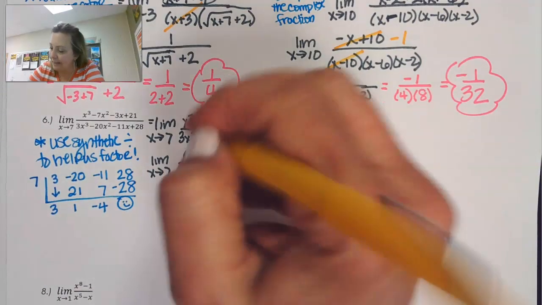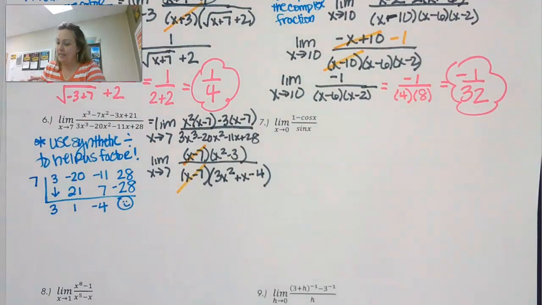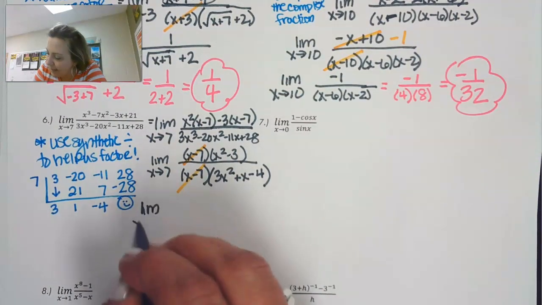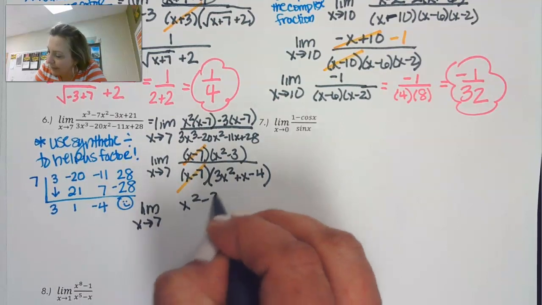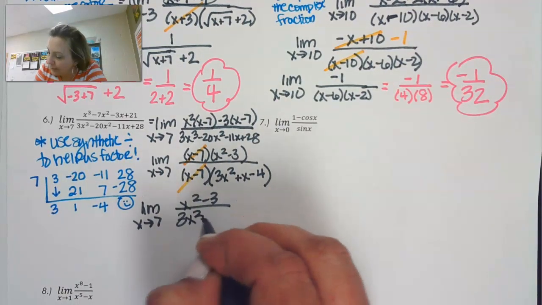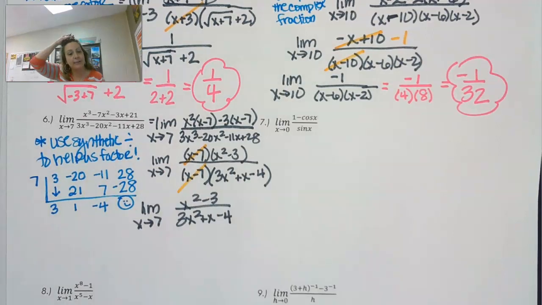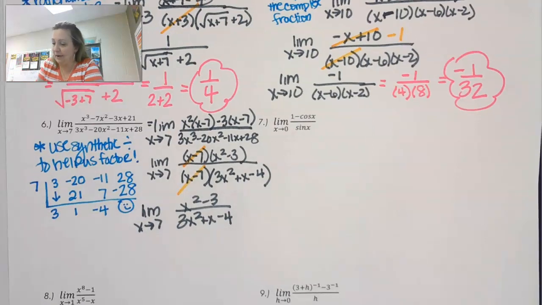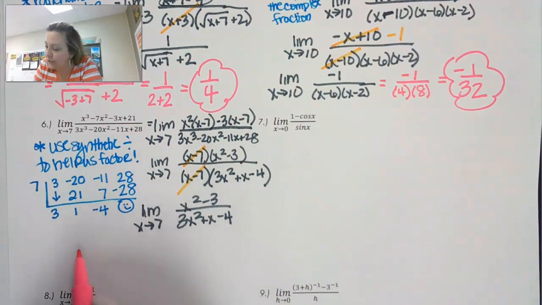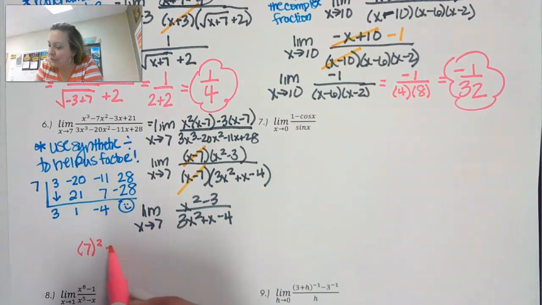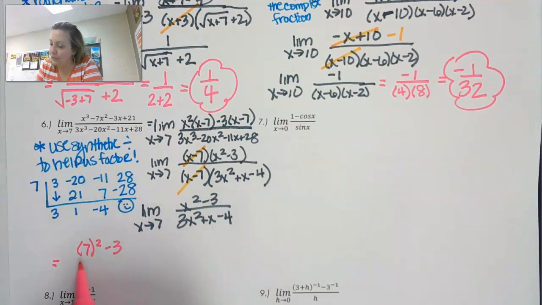And now what happens is that these guys cancel. And so I have then the limit of x squared minus 3 over 3x squared plus x minus 4 as x approaches 7. Okay. Now, let's see what happens if I substitute 7 in this time. We don't get 0. And again, you can use your scientific calculator or your brains to figure that out. But just for time's sake, we'll go right to the direct substitution because I know it'll work out. So we're going to substitute the 7 in.